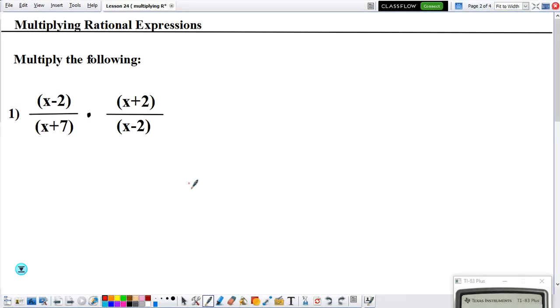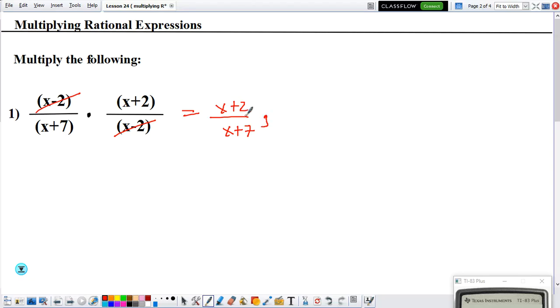Sure, we all know that. Now, why am I saying that? It's because when it comes to multiplication, any expression divided by itself is still equal to 1. So here we see that we're multiplying. I see that I have x minus 2 on top, x minus 2 on the bottom. So we can say that they cancel out, or they become a 1. Now, what do we have left? x plus 2 on the top, and x plus 7 on the bottom.